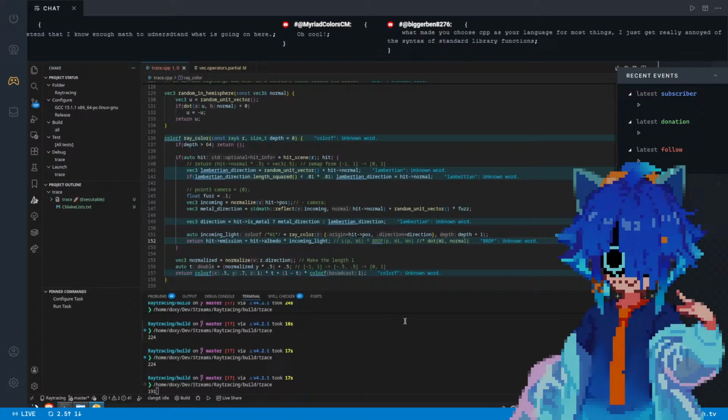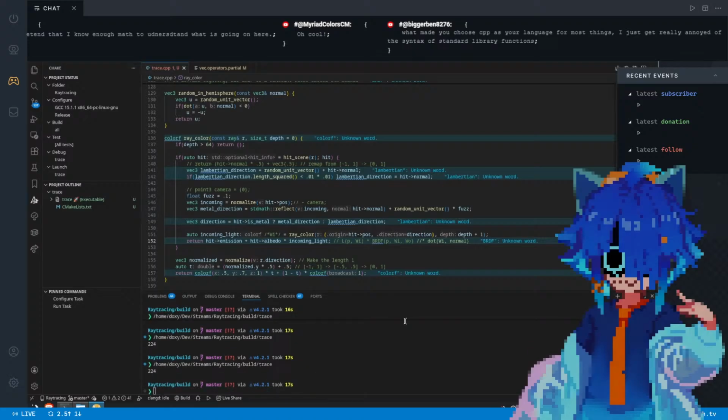What made you choose C++ as your language for most things? I just get really annoyed by the syntax of the standard library functions.